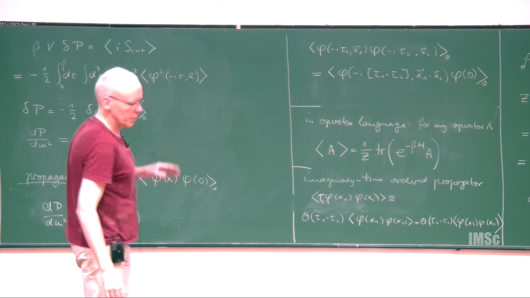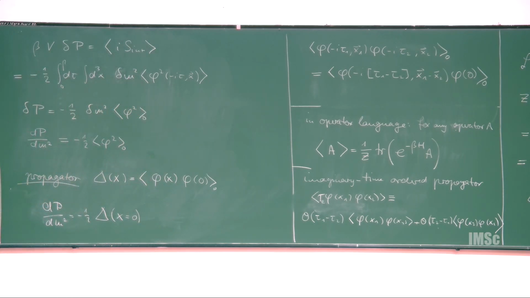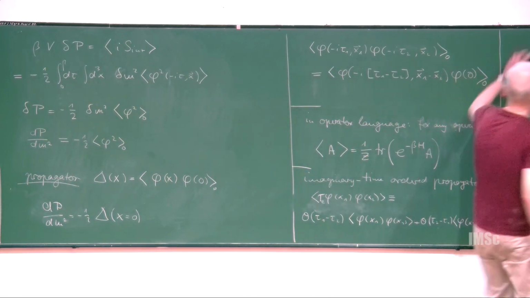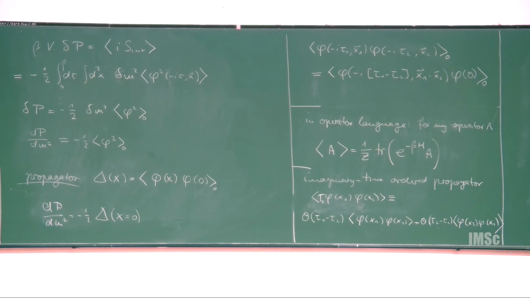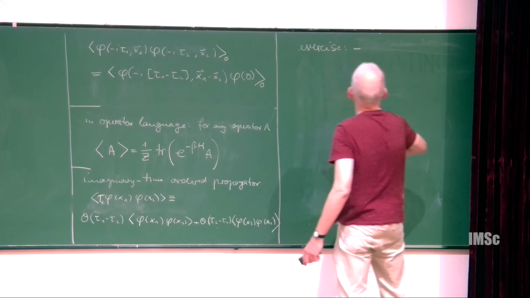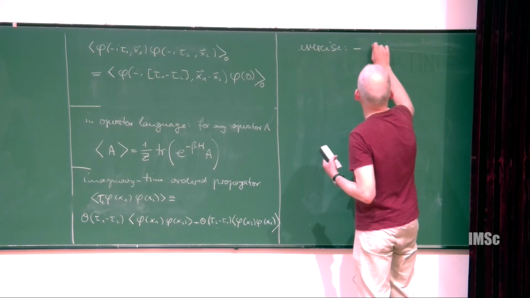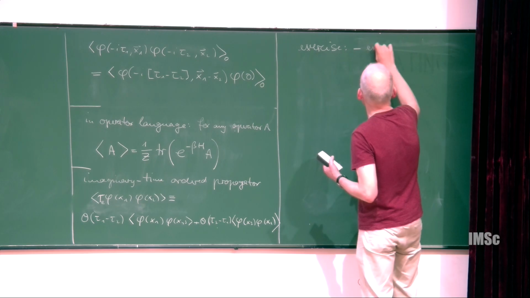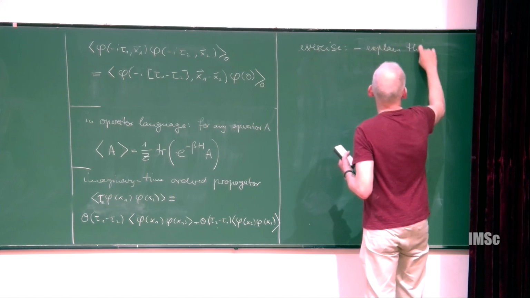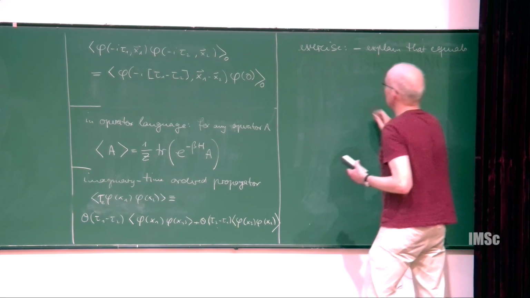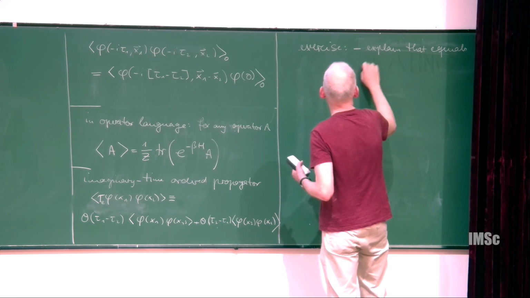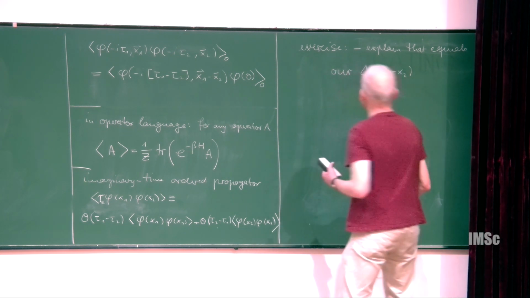So that is the propagator and operator language. And what I would like you to check is, if you use this expression, the first thing you should explain is that this equals what I defined as the delta of x1 minus x2.